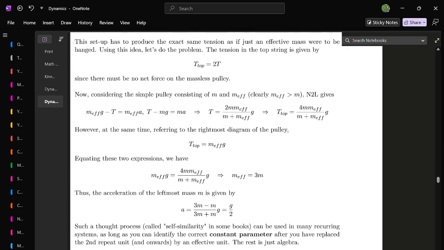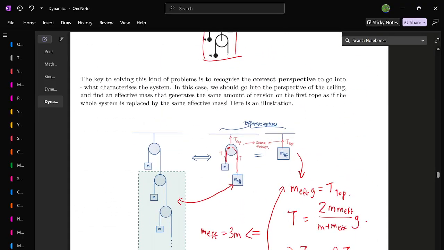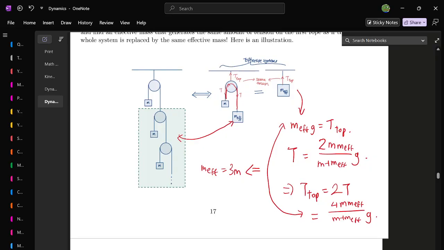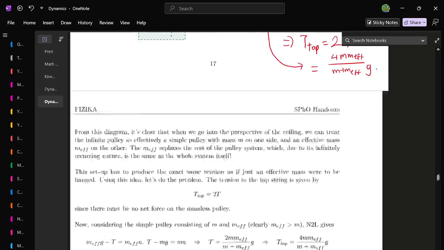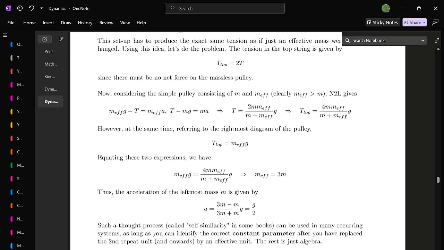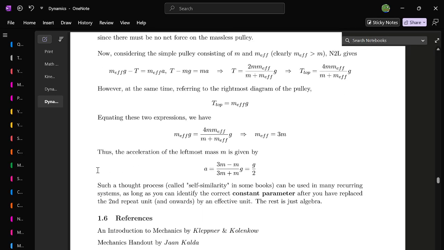So this is how you deal with infinite systems. You introduce itself into itself, and then you just replace it with itself, and then you just solve some type of equation that involves self-similarity like that. So with this, you can easily find the acceleration of the leftmost mass m, as it's just a simple pulley. You will see a concept like this again when we cover infinite circuits. The idea of replacing something with itself is important for infinite systems. And yeah, a pulley is no exception to that.